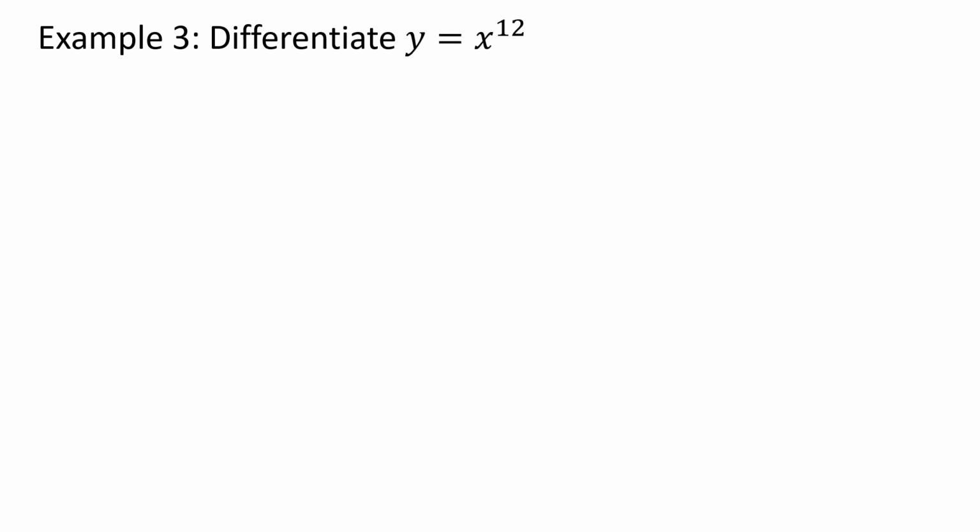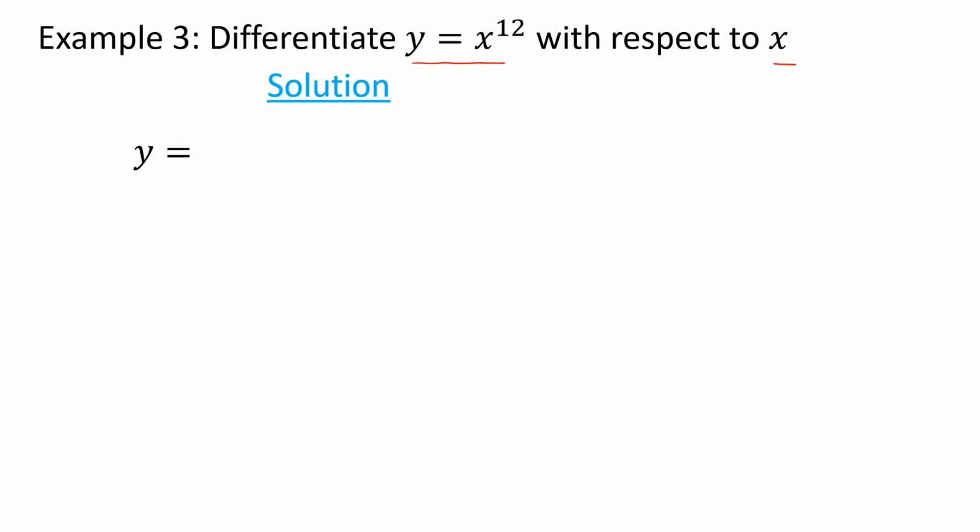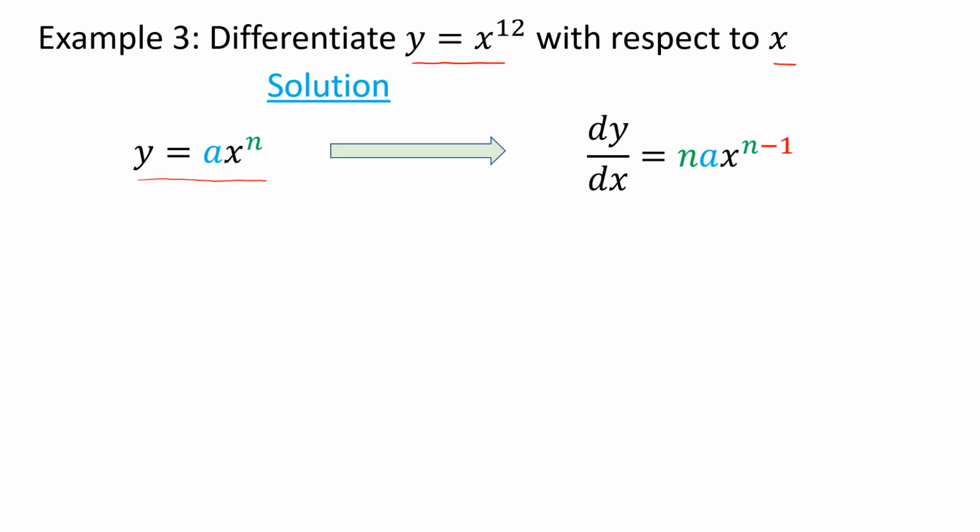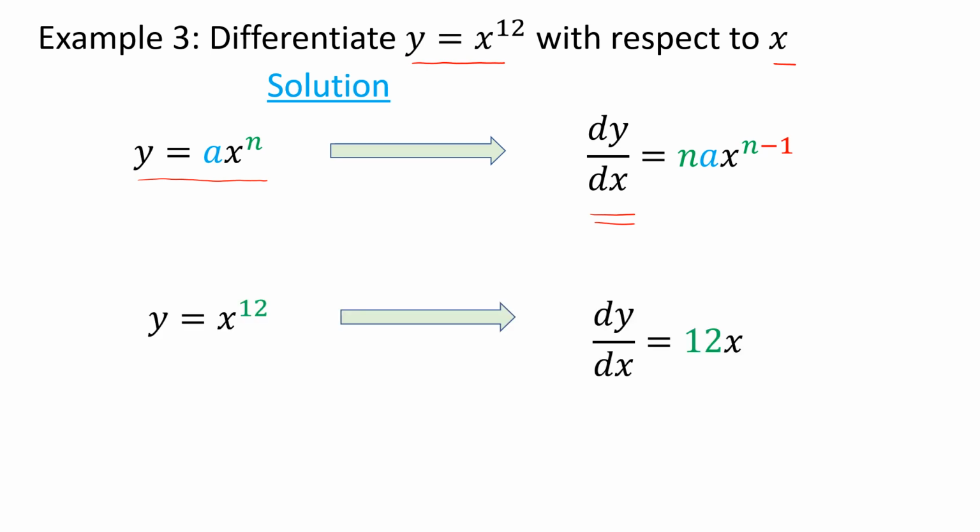In our third example, you have been asked to differentiate y is equal to x raised to power 12 with respect to x. So first, we shall state the general rule of differentiation, which provides that for a function y is equal to ax raised to power n, its derivative dy/dx is given by n multiplied by a multiplied by x raised to power n minus 1. So in this case, the function given is y is equal to x raised to power 12.